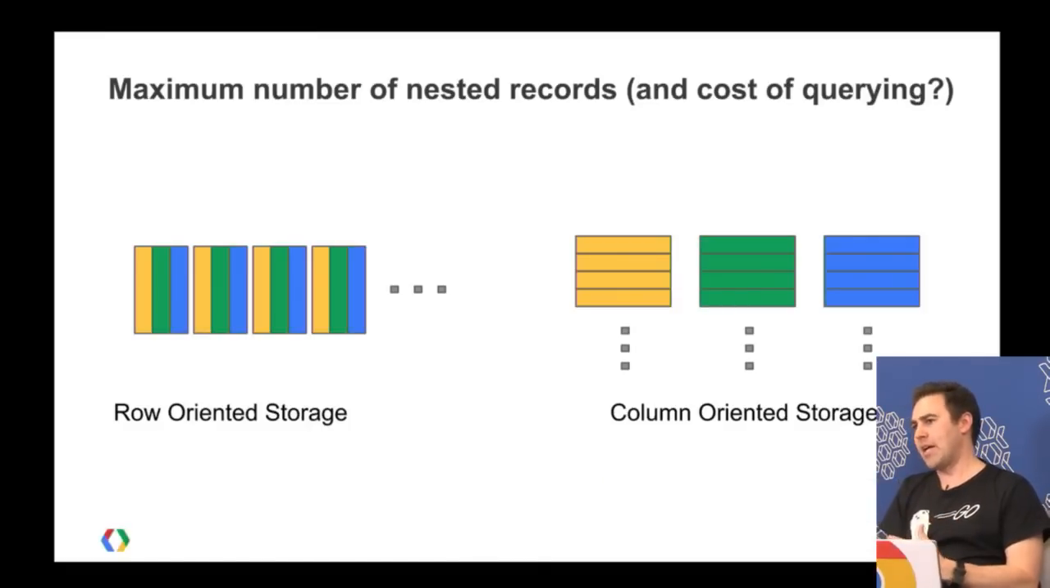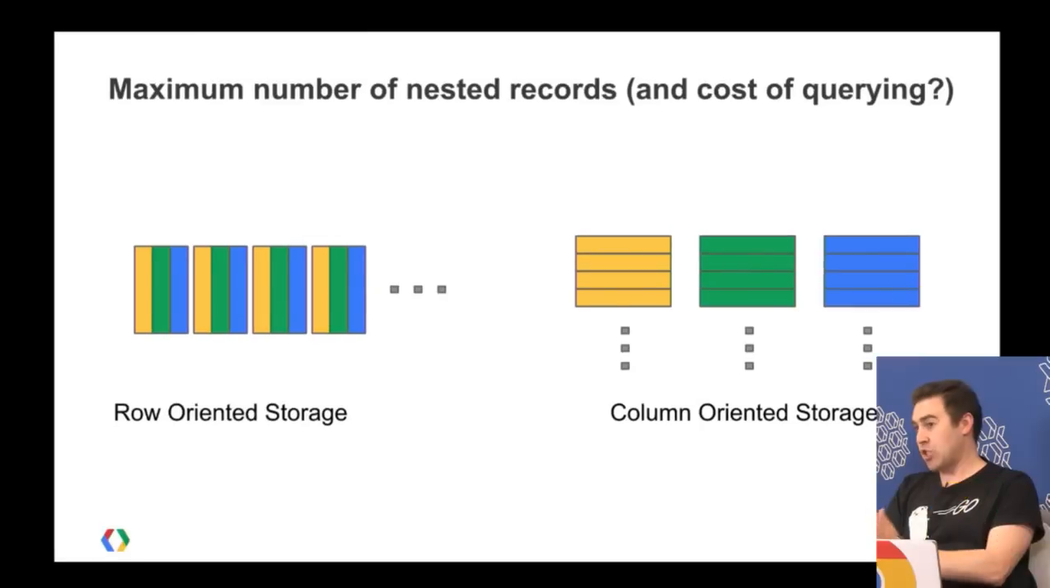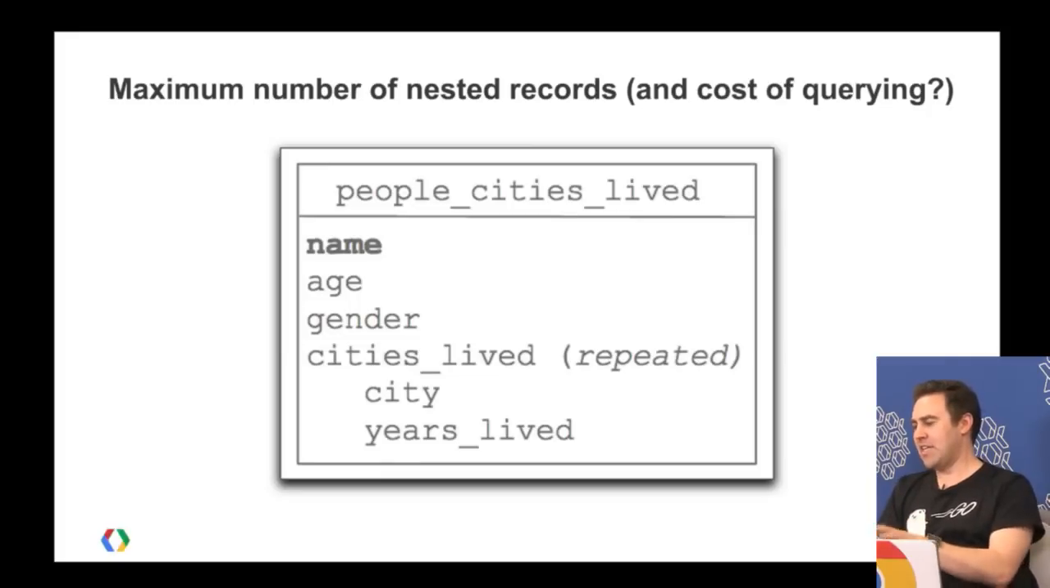But the other question was the cost of querying. And so if we can skip to the next slide, this highlights how BigQuery actually stores the data. What's really interesting about BigQuery is we take all of your data from row-oriented storage, and we store it in column-oriented storage. And the cool thing about this is when we have nested records, each one of those records gets its own column. So for example, if we go back to this example for the cities that people lived in, here you can see there's a person record, and underneath it, it's the city and the years that they lived in. We store each of those values in their own column. So the cities will all get their own column, and the years lived will get their own column as well.